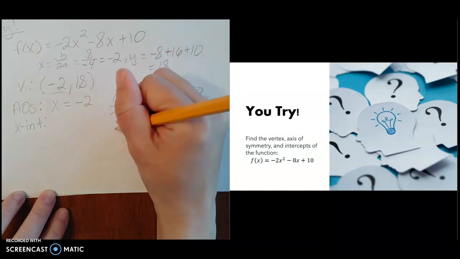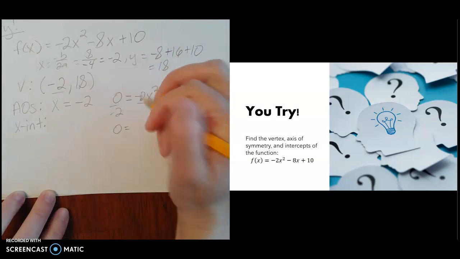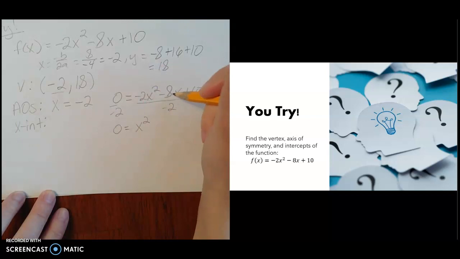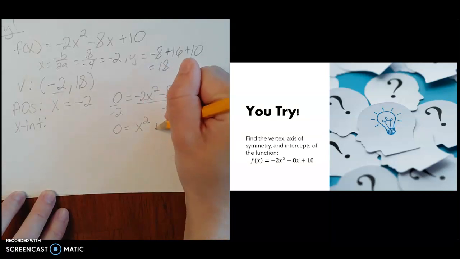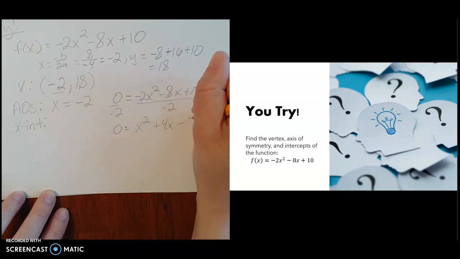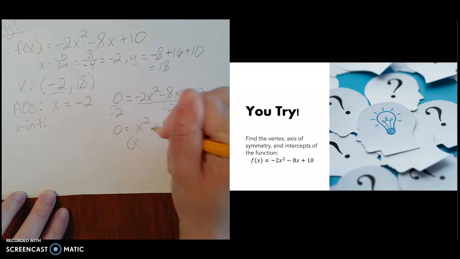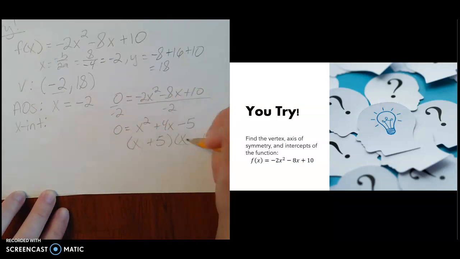0 divided by negative 2 is 0. Negative 2 divided by negative 2 is 1, so now I've got a 1x squared. Negative 8 divided by negative 2 is a positive 4. And 10 divided by negative 2 is negative 5. And that looks a lot nicer for solving. That actually factors nicely as well. So x times x gives me x squared. Let's see, positive 5 times negative 1 will give me the negative 5. And negative 1x plus 5x is positive 4x.